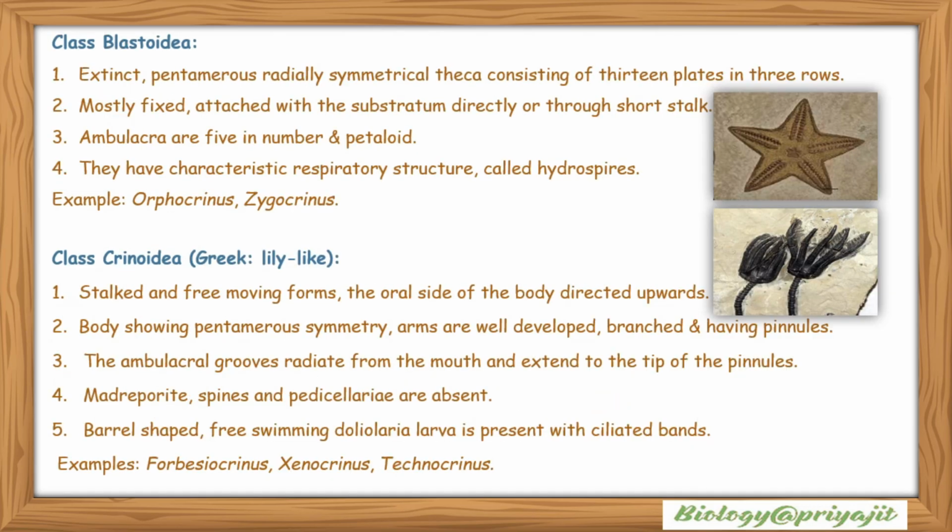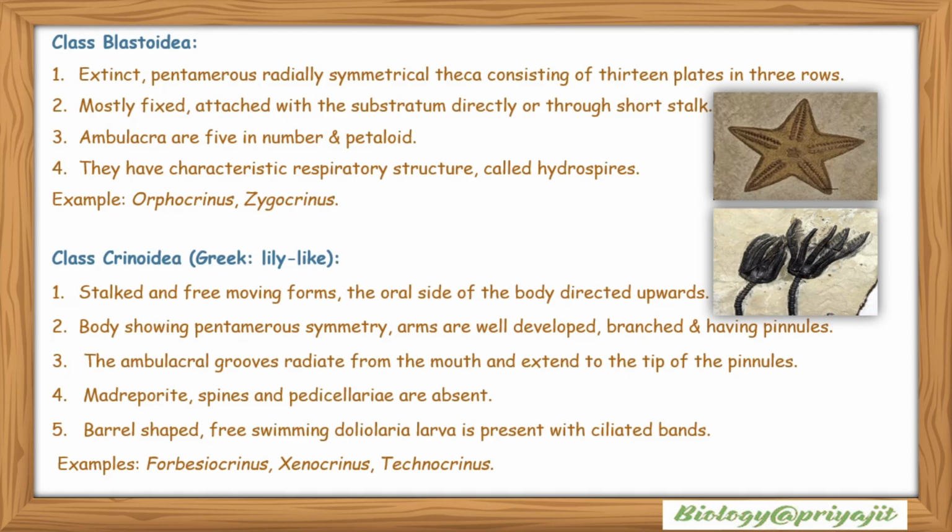Class Blastoidea, they are extinct, pentamerous, radially symmetrical and their theca consists of 13 plates in 3 rows. They are mostly fixed, attached with the substratum directly or through a short stalk. Their ambulacra are 5 in number and petaloid. They have characteristic respiratory structures called hydrospires. Class Crinoidea, they are stalked and free moving forms. The oral side of the body is directed upwards.